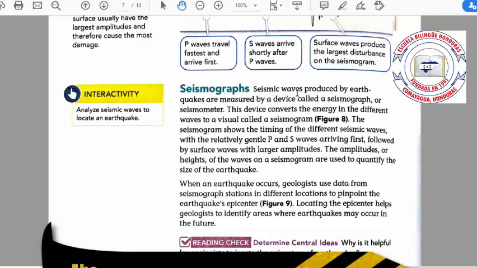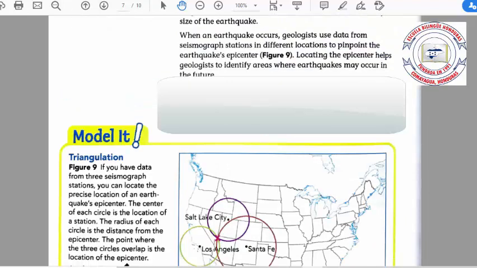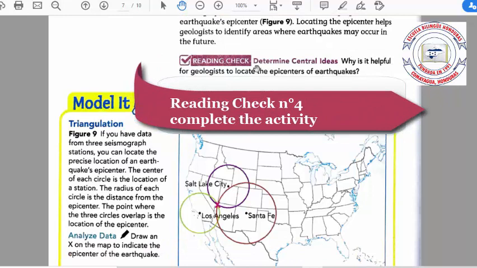A seismic wave is produced by an earthquake and is measured by a device called a seismograph or a seismometer. Underline this part too, please, guys. The device converts the energy in different ways to a visual record called a seismogram. Underline this part too, guys. You have another reading check.